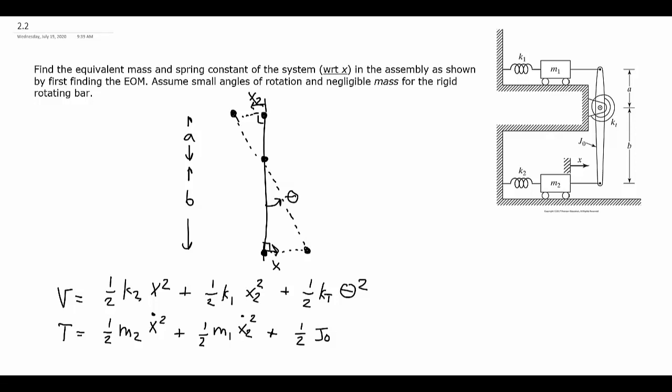And now we need the angular velocity of the bar. Well, again, its rotational position is going to be theta, so its rotational velocity, or its angular velocity, is theta dot. And then again, that will get squared.